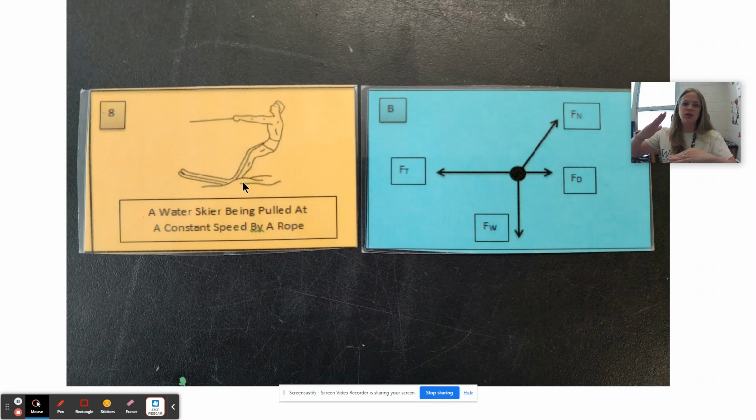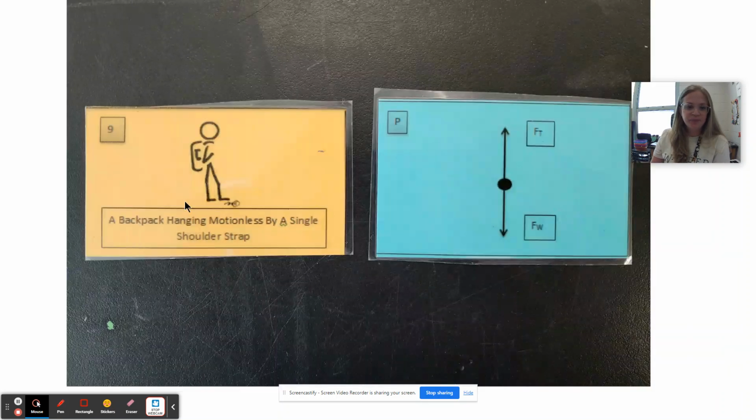He is just hitting the water so hard that it's actually acting like concrete. And so that turns it into a normal force. Now, if it was buoyancy force, he would actually sink in the water and start floating, but that's not the case here. All right, here we've got a backpack hanging motionless by a shoulder strap, or a rope.